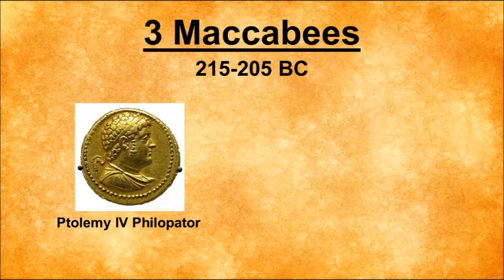3rd Maccabees. This book is more like a prequel, occurring about 50 years before 1st and 2nd Maccabees. It describes the persecutions of the Jews under Ptolemy IV Philopator, the Greek king of Egypt, his genocide of the Jewish people, and how God divinely foiled his plan. Unlike 1st and 2nd Maccabees, the early Christians never referred to 3rd Maccabees.